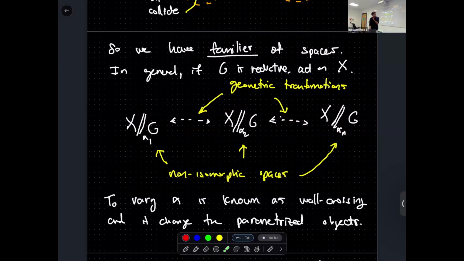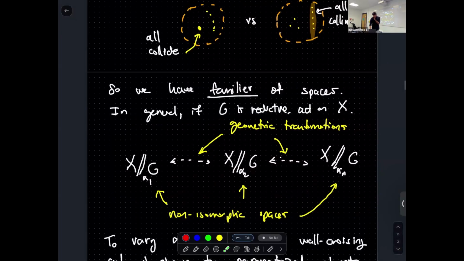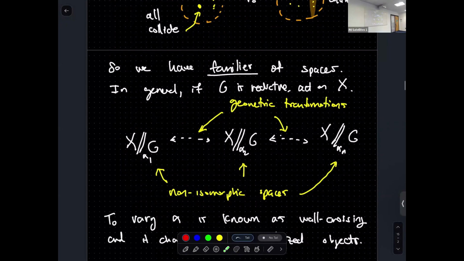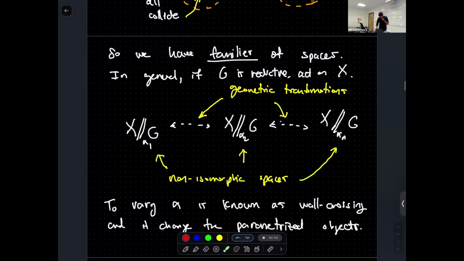This phenomenon that we're talking about is what people call wall crossing. Whenever you have a family of objects, either the one in which these points are colliding or the one where these points are going towards infinity, for some values of the parameter you pick one as your limit, and for other values you pick the other as your limit, and they will give you different results. Then what will happen is that different choices will give you different compactifications of your space.